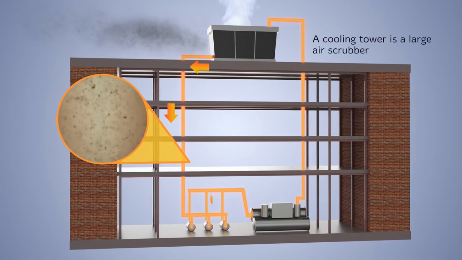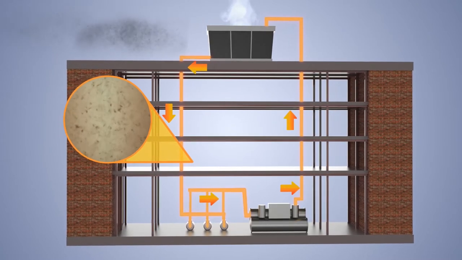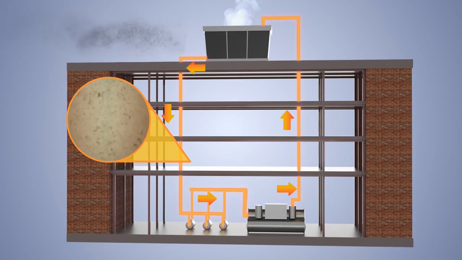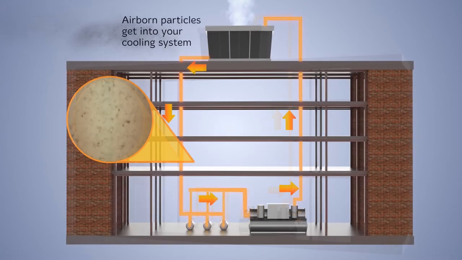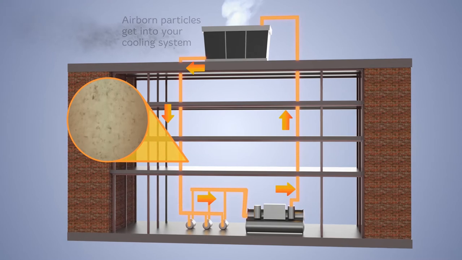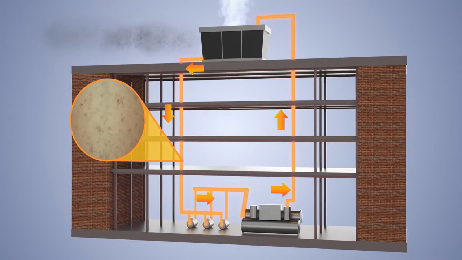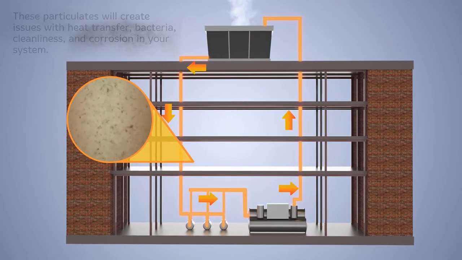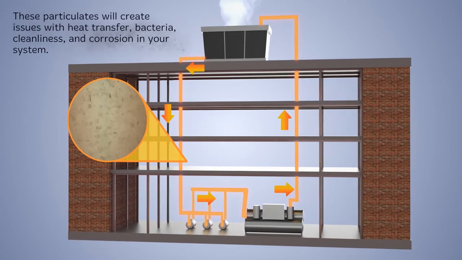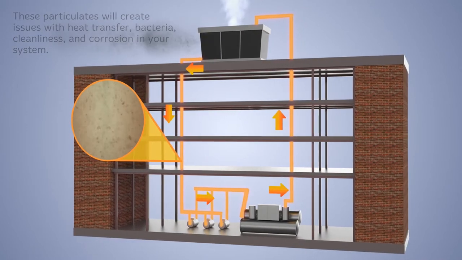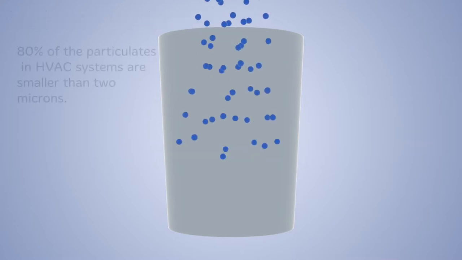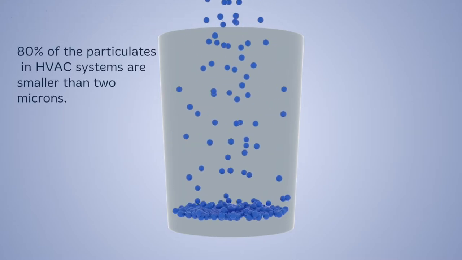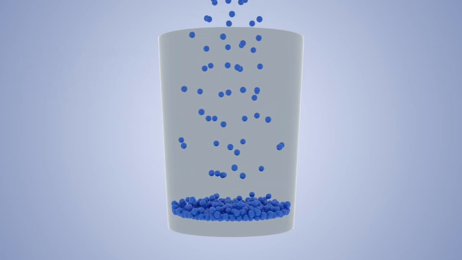A cooling tower is a large air scrubber. It scrubs airborne particulates out of the air and puts them in the condenser water system. 80% of the particulates in a condenser water system came from the air. The remainder come from the makeup and the piping. Because 80% of the particulates in the condenser water system are airborne, they are smaller than 2 microns.